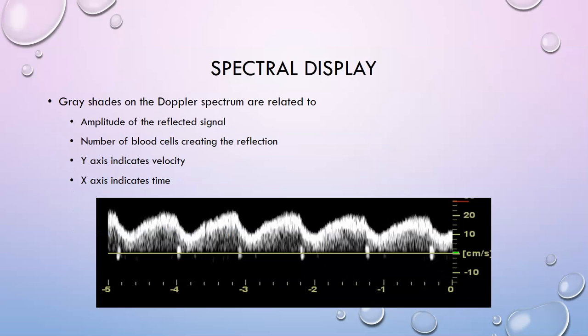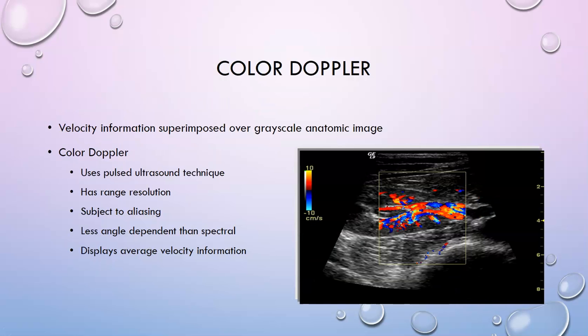When we look at our spectral display, this displays instantaneous peak velocity information. The color is average velocity information. So there's a significant difference in those.